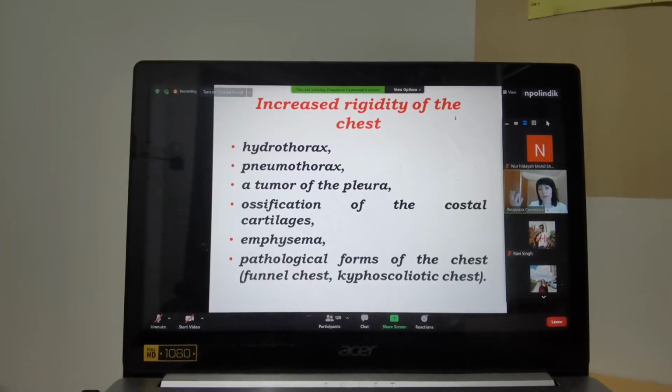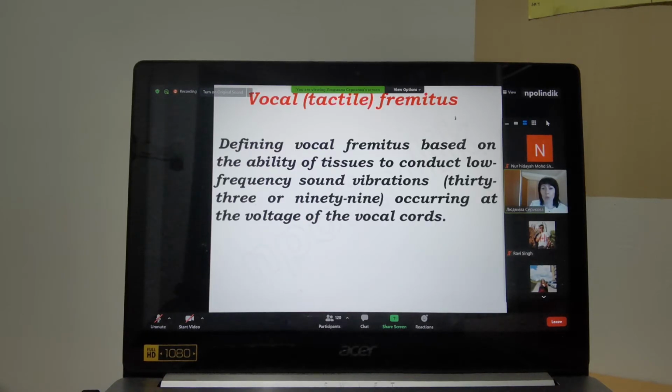The chest can lose elasticity in case of fluid or air accumulation in the pleural cavity, when we have pleural adhesions or some tumor of the pleura. It may be not only that. It may be ossification of the costal cartilages, or emphysema of the lung, because it is hyperinflated lung tissue that is very difficult to compress. Also in case of musculoskeletal changes, like pathological forms of the chest.